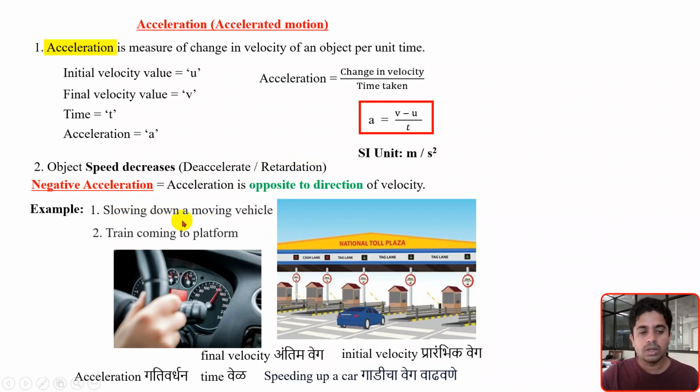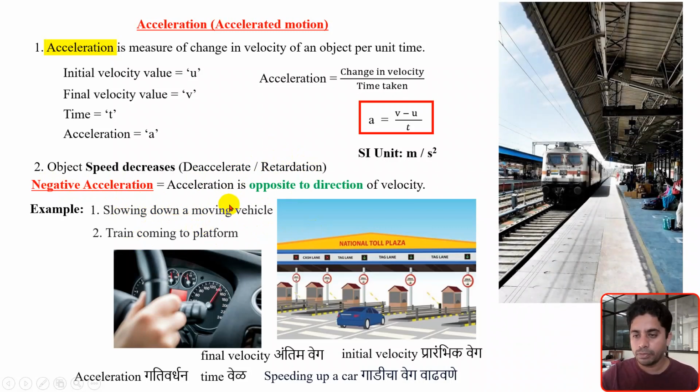This is one example. The other example is whenever a train is coming to the platform. Similarly, like when the car is coming to the toll plaza we slow down the speed, here also the train won't stop suddenly. The brakes are applied slowly, and the velocity with which the train was moving earlier slows down because of the applied brakes, and slowly that train comes to the platform.